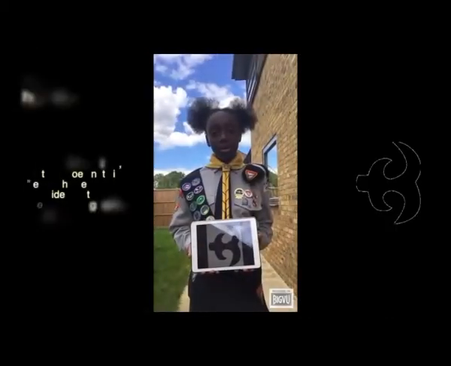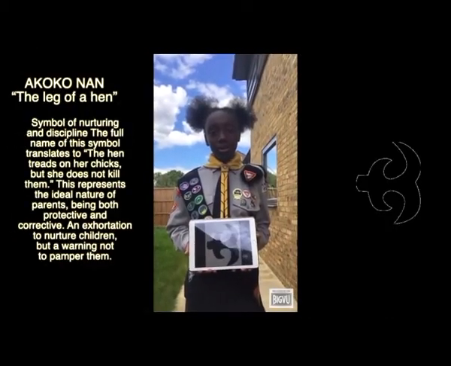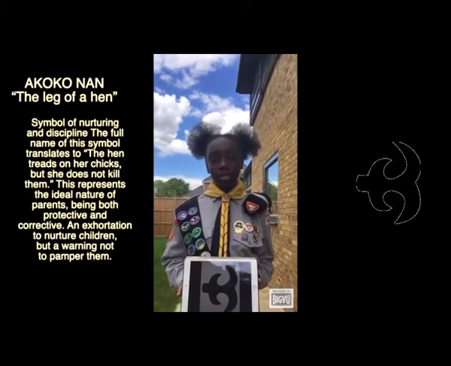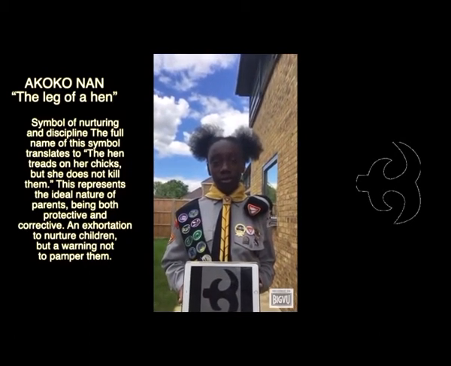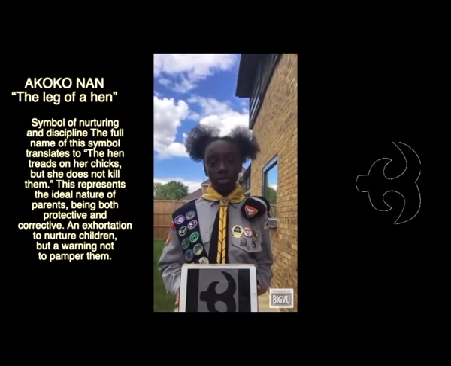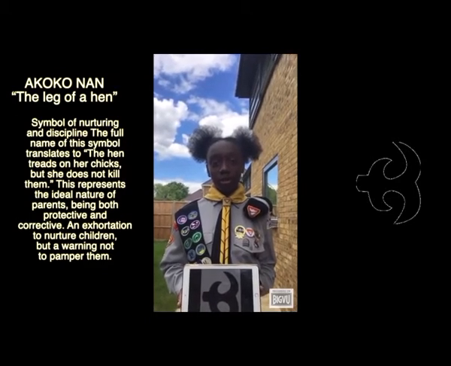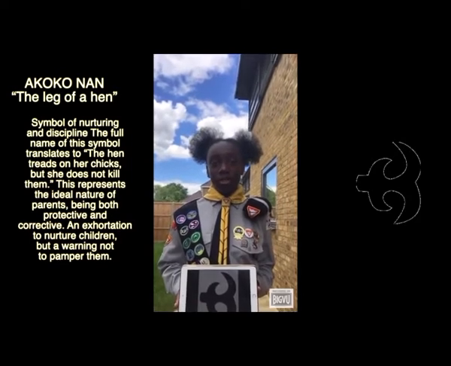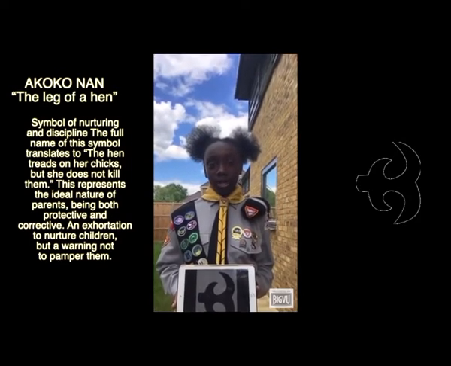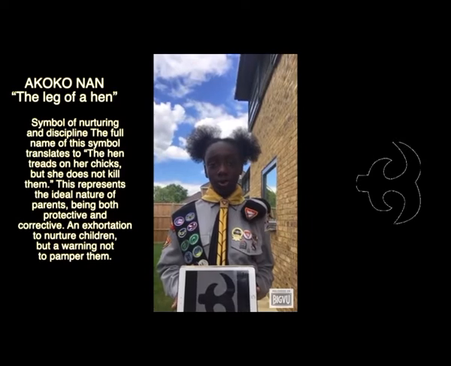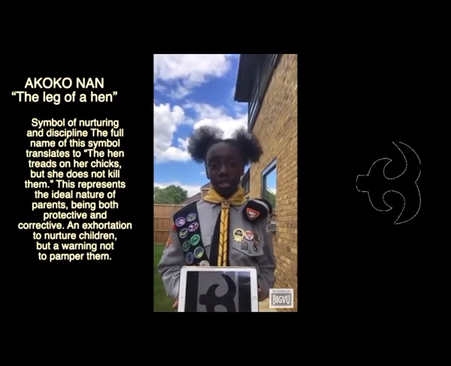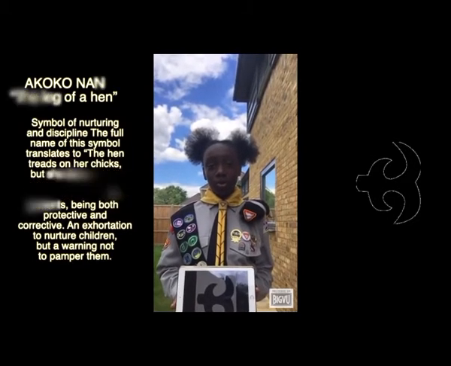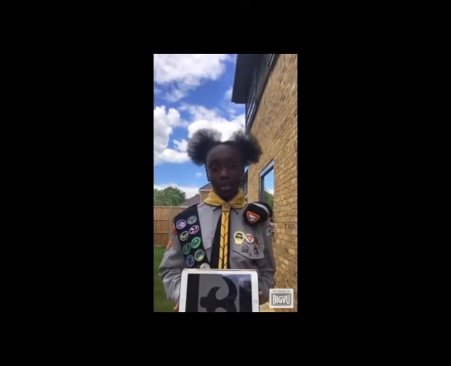Hello everyone, this symbol is a crocodile, symbol of nurturing and discipline. The full name of this symbol translates to, the hen treads on her chicks, but she does not kill them. This represents the ideal nature of parents both being protective and corrective, an exhortation to nurture children, but a warning not to pamper them.